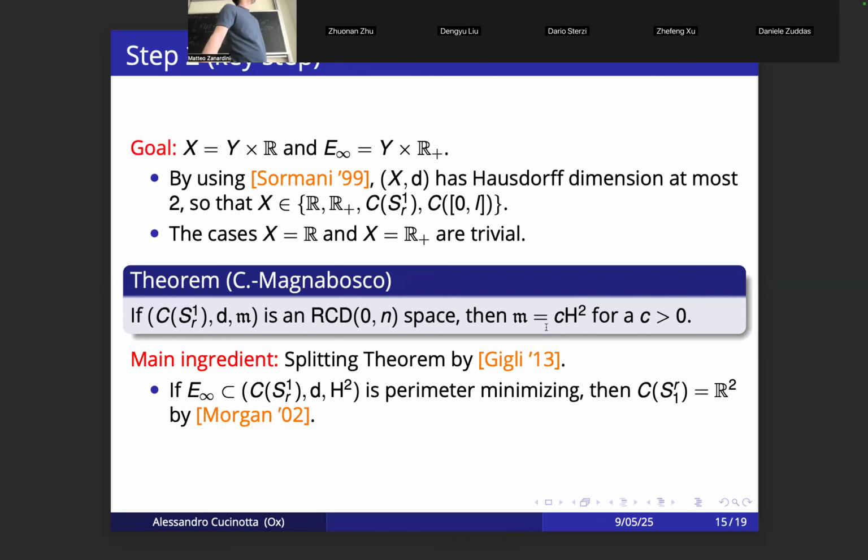All right, so in the case when X is metrically a cone over a circle, then we know that we have all the information also on the measure, and then we can apply an old result by Morgan that says that if you have a perimeter minimizing set with respect to this structure, then it means that the radius of the circle is actually 1, and so the cone is actually R2. So you have all the splitting that you want. So this case is also somewhat simple.